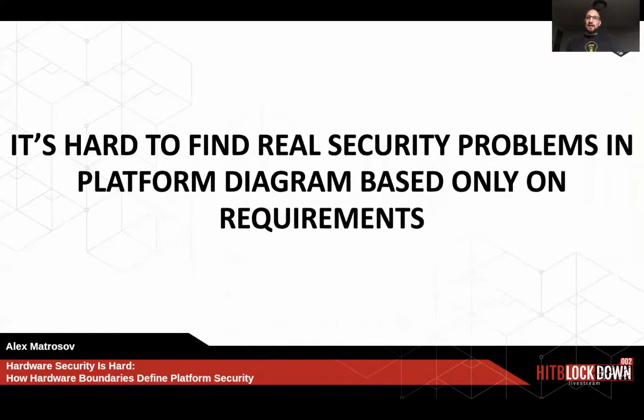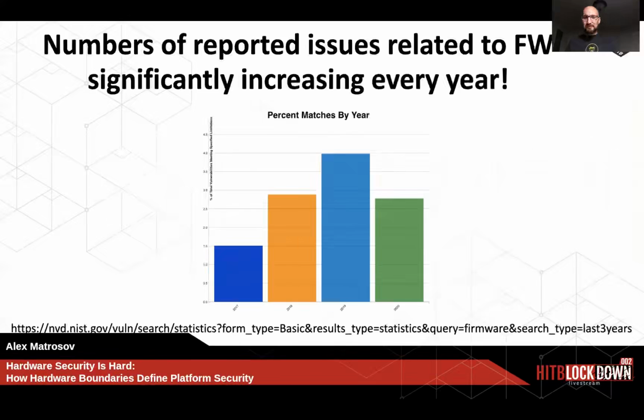And it's hard to find real security problems in platform diagrams, based only on requirements. If you look at the National Vulnerability Database, the number of vulnerabilities related to firmware is significantly increasing every year. We already have almost the same number of vulnerabilities reported by researchers and third parties to the CERTs, the vendors, or US-CERT, as was reported last year. So it has almost doubled already compared to the numbers known from last year.